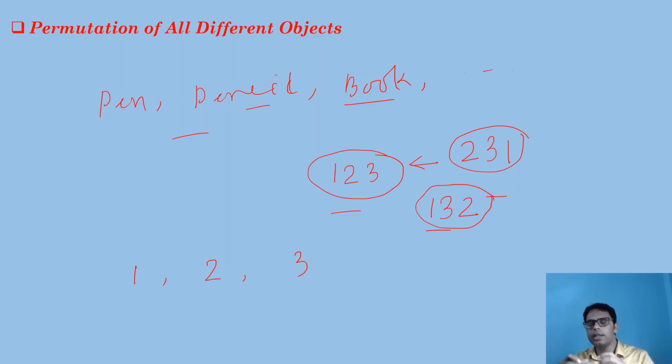When the order of objects is necessary, then it is called a permutation, and that means it is an arrangement. Arrangement means the order of the objects you are keeping is necessary. Okay, so that is the main thing.